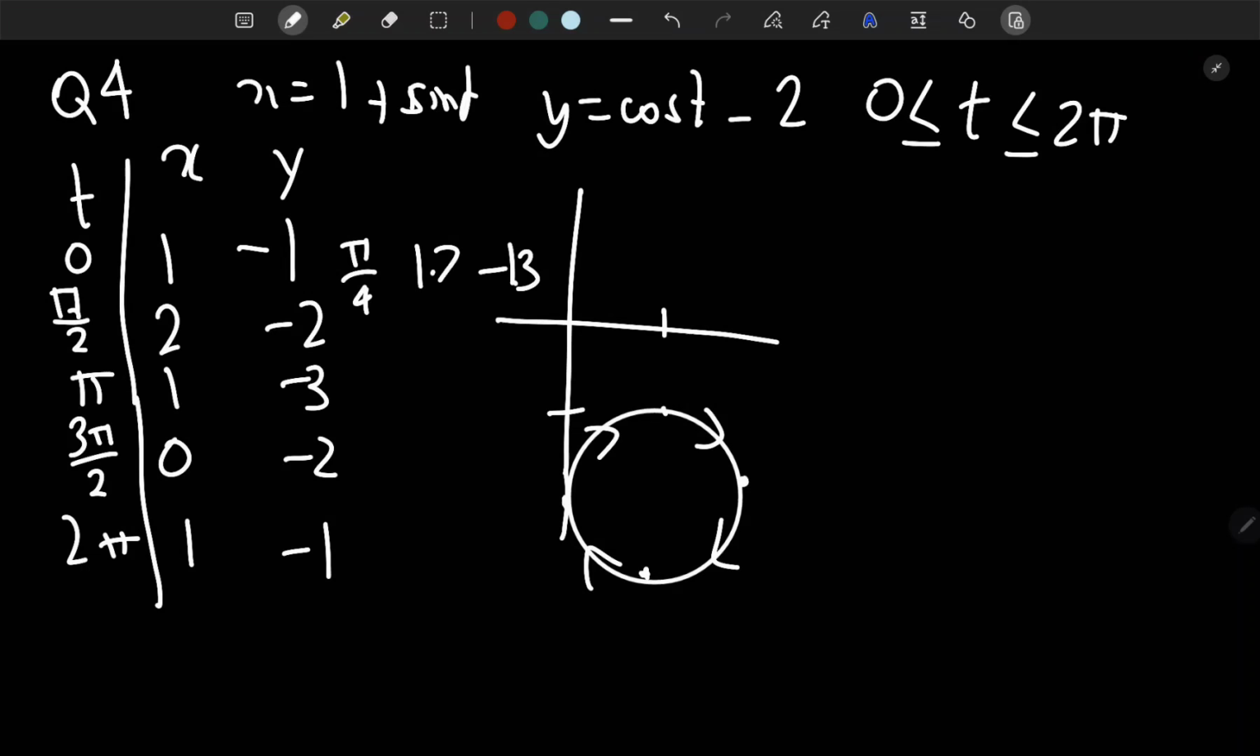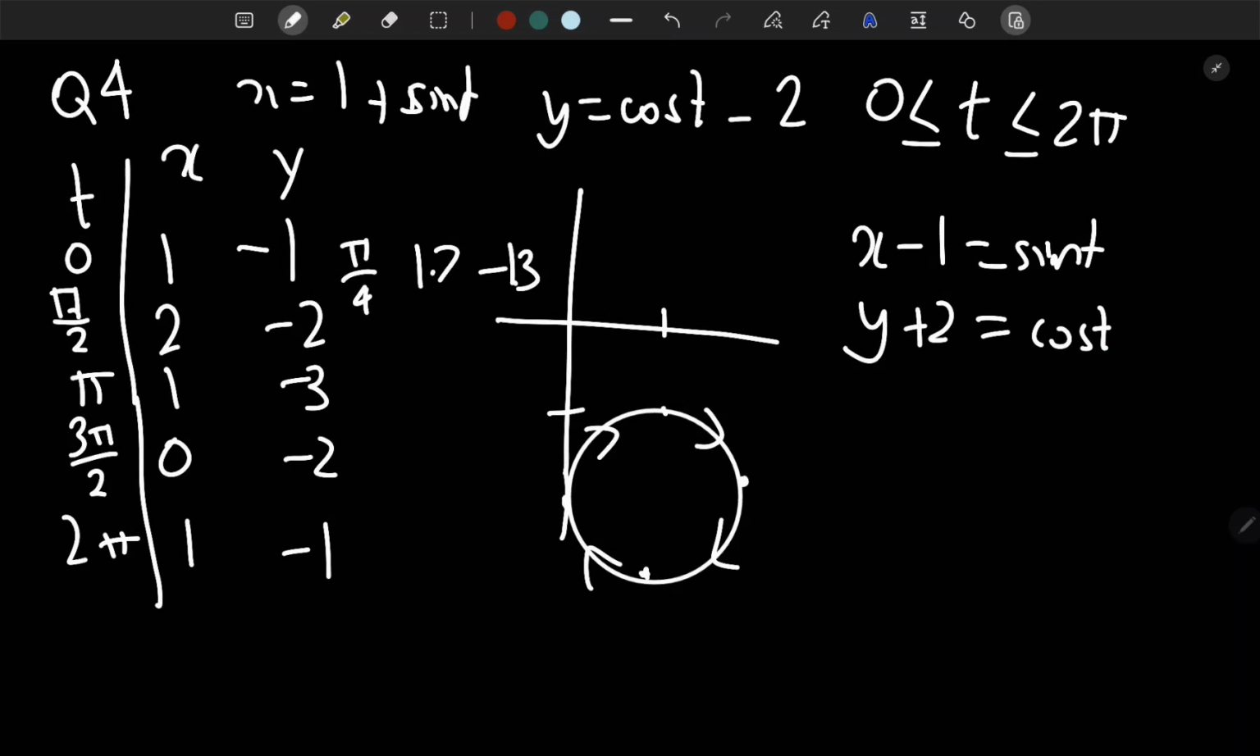Now the final thing that's left is to find the Cartesian equation. So here we have x is equal to 1 plus sine t. I'm going to take 1 to the other side and isolate sine t. So it's going to be x minus 1 is equal to sine t, and then we have y plus 2 is equal to cosine t.